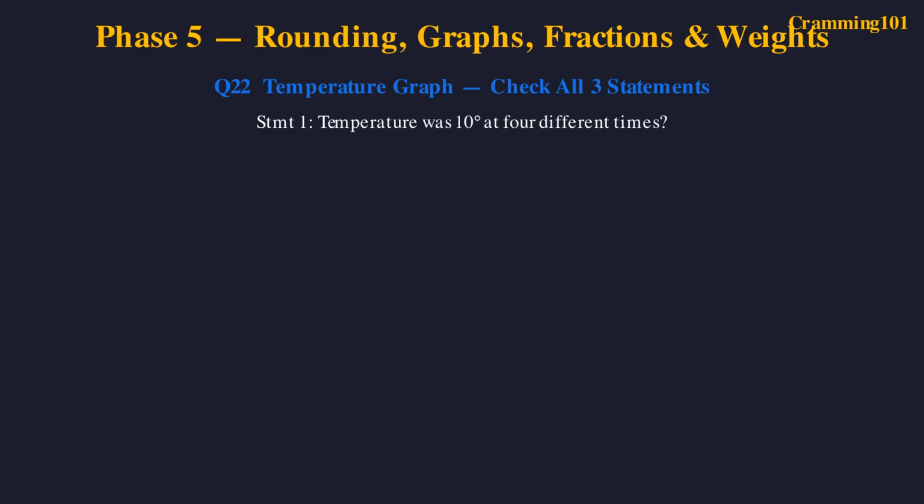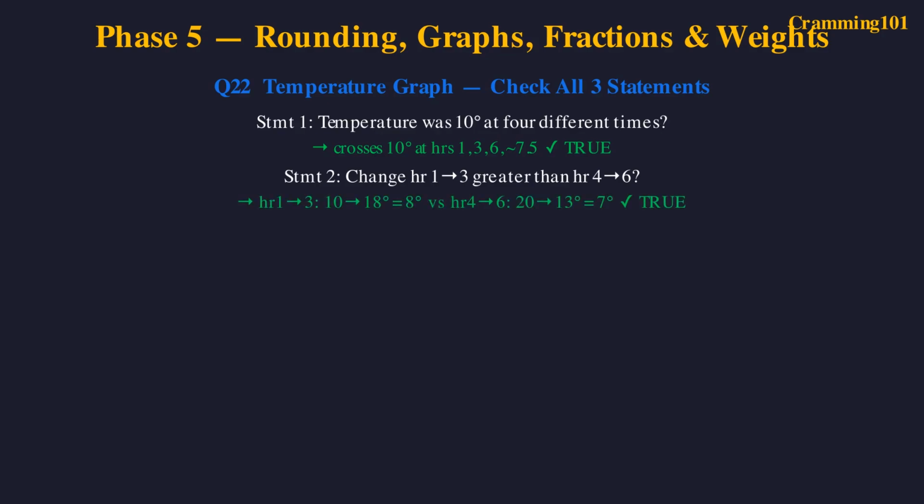Statement 2, the temperature change between hours 1 and 3 was greater than between hours 4 and 6. From hour 1 to hour 3, the temperature rises from 10 degrees to 18 degrees. That is a change of 8 degrees. From hour 4 to hour 6, the temperature drops from 20 degrees to 13 degrees. That is a change of 7 degrees. Since 8 is greater than 7, statement 2 is true.